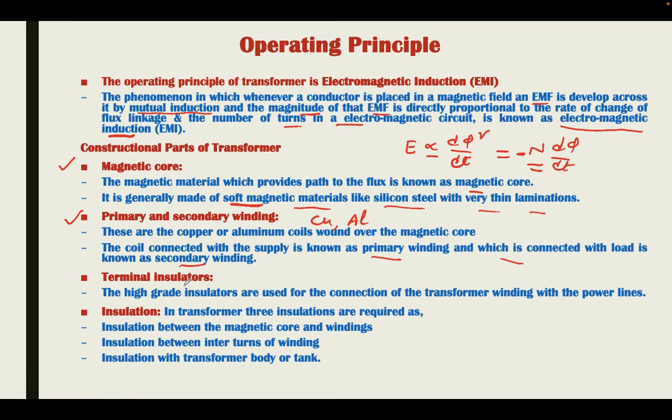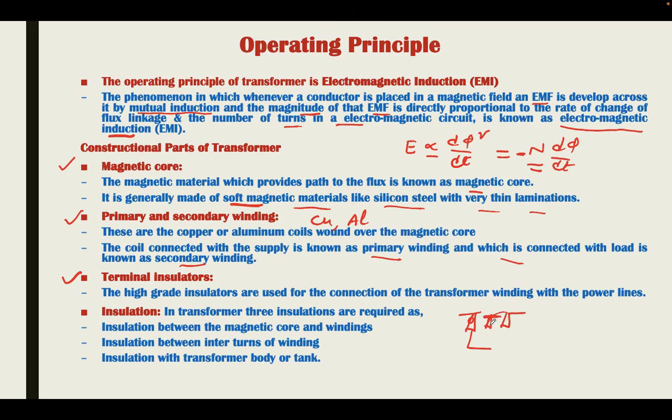Terminal insulators. In the transformer, we have to connect input and take output. The output is not directly connected with the transformer; we connect through terminals. These are the three terminals if it is a three phase transformer.